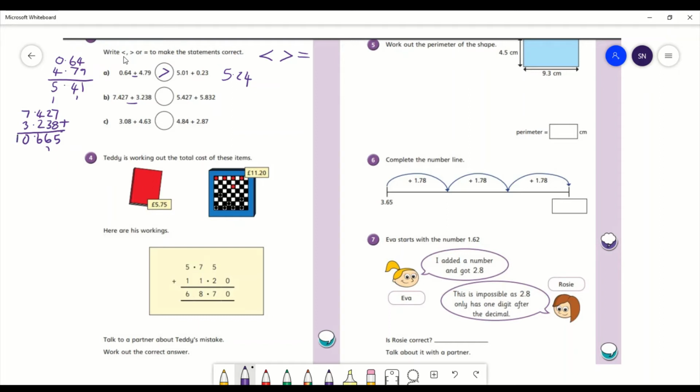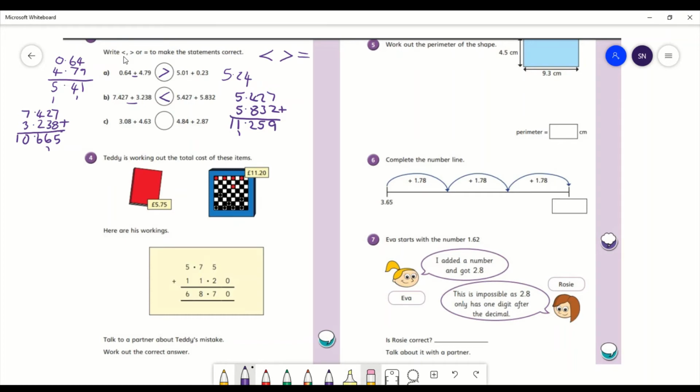This one is 5.427, and this is 5.8. Already I can see that this one's larger. Addition again, 9, 5. Now 4 add 8 is 12, so there's exchange in there. That's 10, that's 11. So this one is smaller, that one is larger, so is less than.